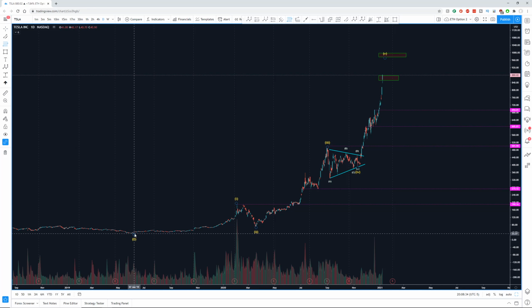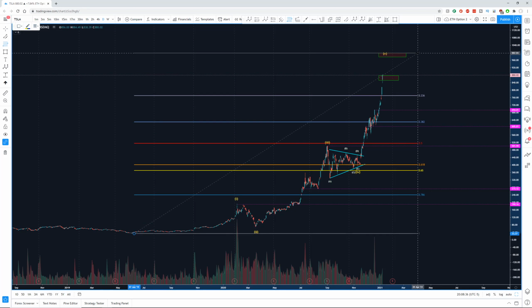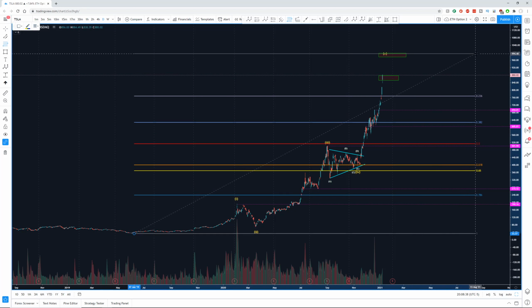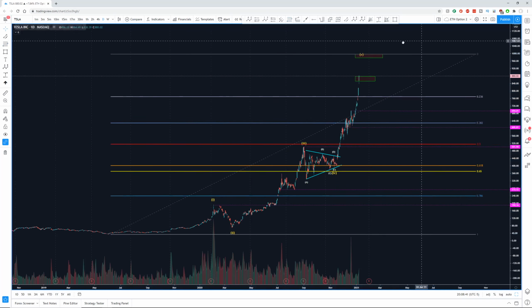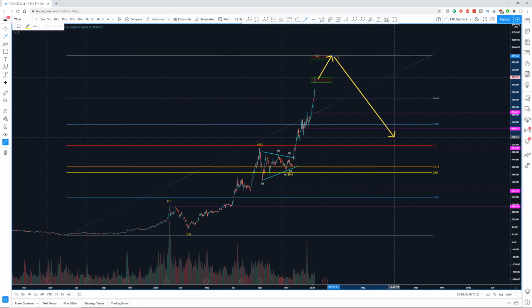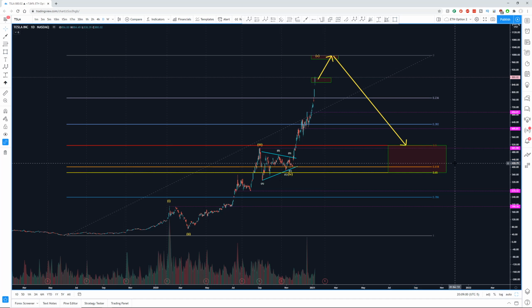Let's pull our Fibonacci retracement, and let's say we get all the way up to the top there at almost exactly $1,000 and pull this sideways. Where's the most likely spot for Tesla to fall? It's going to be this zone from about $515 here all the way back into this $370 range.